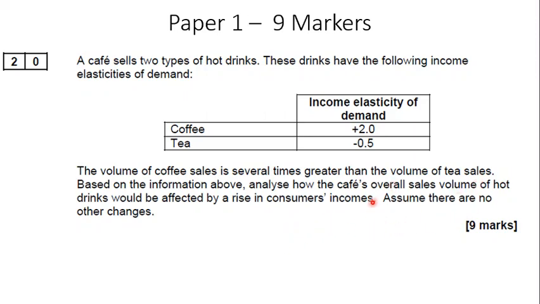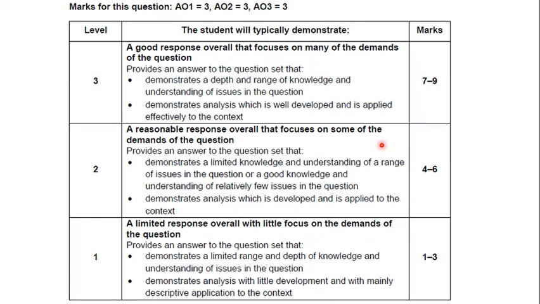So how do you go about answering the question? The first thing you've got to know is what the question is, and you need to analyse how the cafe's overall sales volume of hot drinks would be affected by a rise in incomes. This is a typical way that they're asking these 9-mark questions. They're asking you to link 2 things. The 2 things in this case are a rise in income, which they're asking you to link to sales volume. And they've given you the income elasticity of demand data.